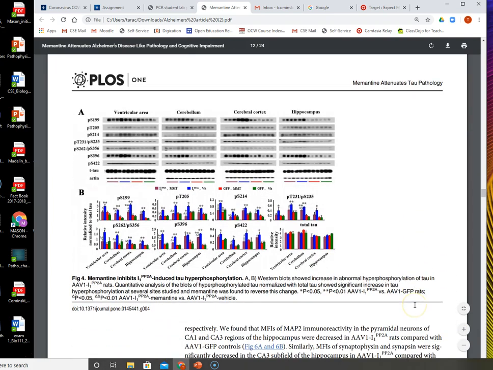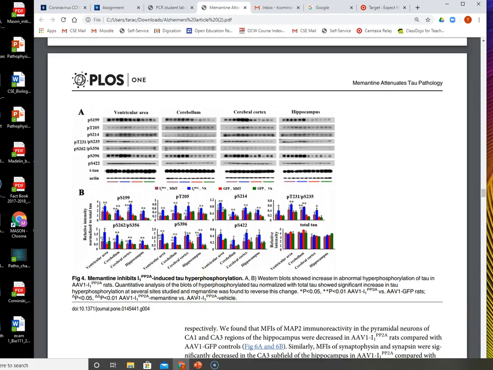Okay, right? So if we look here, this is basically showing the effects of the memantine on tau hyperphosphorylation. So again, I mentioned at the beginning that this is about phosphorylation, right? And how it changes the activity of a protein. So in particular here, they're looking at tau, right? Which is a microtubule associated protein that is in neurons.